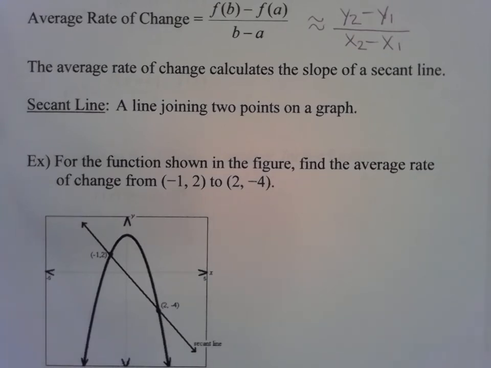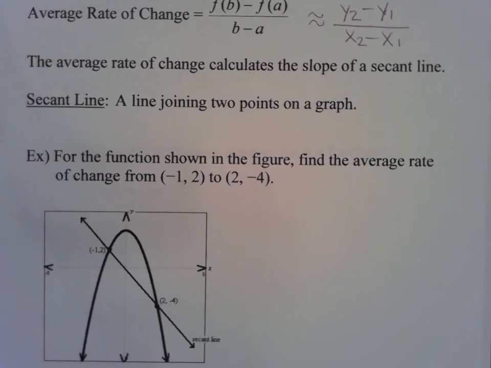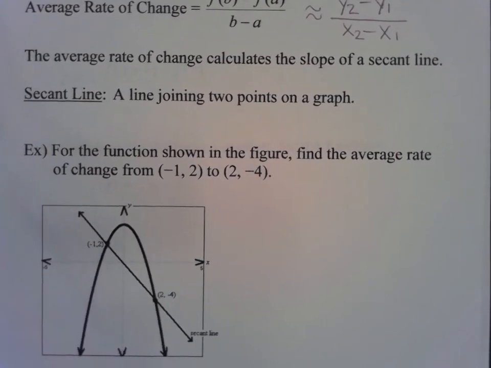It says, for the function shown in the figure, find the average rate of change from (-1, 2) to (2, -4). So notice I've already taken the time to draw the secant line that joins those 2 points on this curve. It's a parabola curve that opens down, right? And these are 2 points on that curve. And so I drew the line through them. What the average rate of change does is it finds the slope of that line.